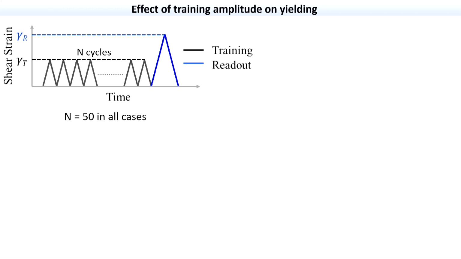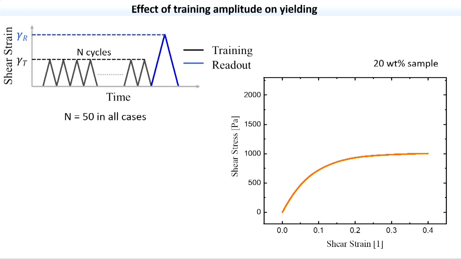Then we apply a larger pulse that we call the readout pulse, just to see the effect of this cycling. By this readout, we are mostly interested in the upward branch of the curve, because if you want to know about energy dissipation, you can also consider the downward branch to see the area under the curve and so on. So this is the 28% sample. Now this is the result.